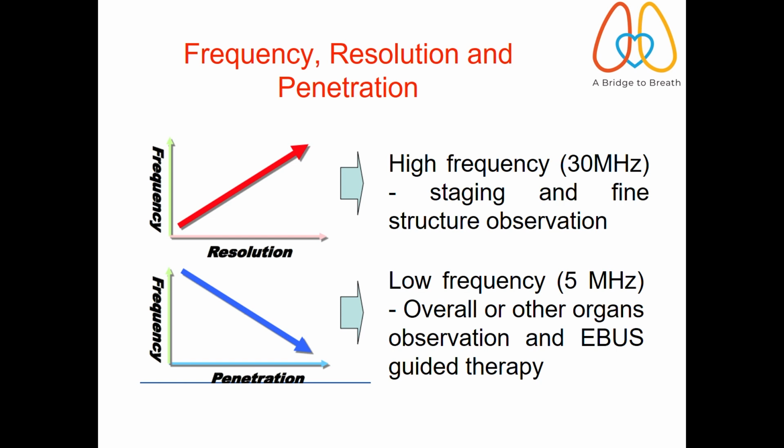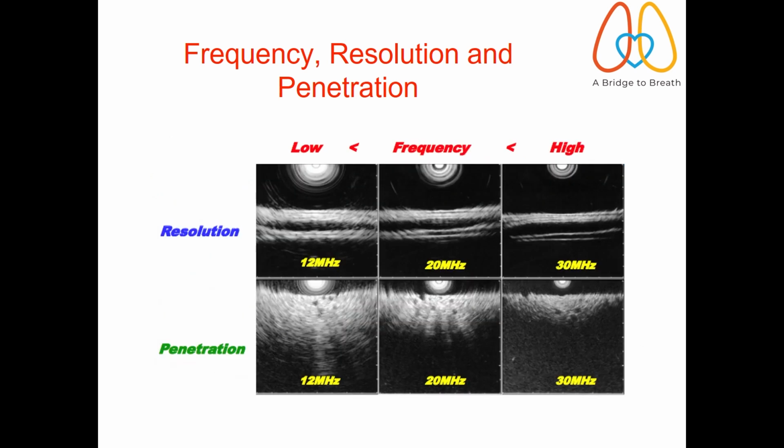While in a linear EBUS, we use about 2 to 5 megahertz, which can increase up to 10 megahertz, and that frequency requires more penetration. So up to 5 centimeter of depth, you can have a good clear image. So you can see here the 12 megahertz, the resolution is lesser, the penetration is good. While at the high 13 megahertz, you can see the resolution is very good, but the penetration is lesser.